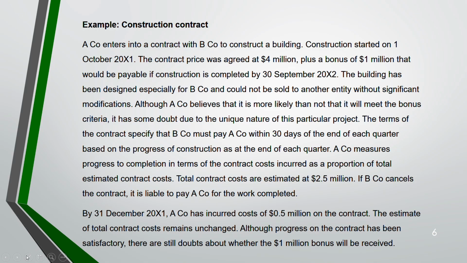So by 31st December, A has incurred cost of 0.5. The estimate of the total cost will remain unchanged for the contract. Although the progress on the contract has been satisfactory, there is still doubt whether that 1 million bonus will be received or not.